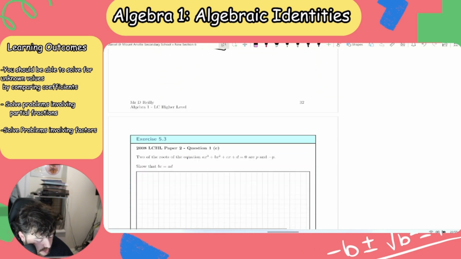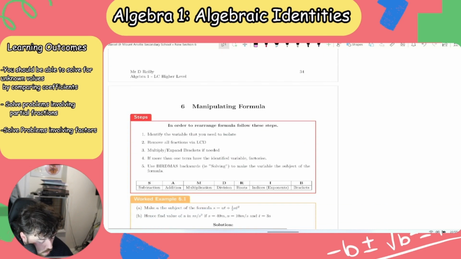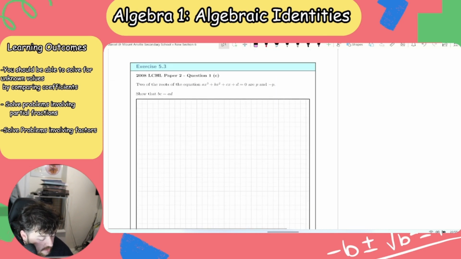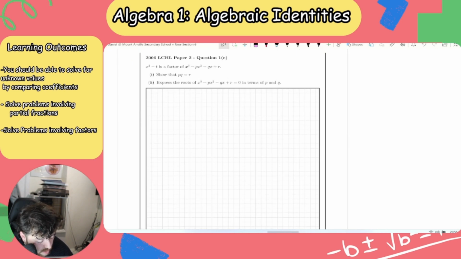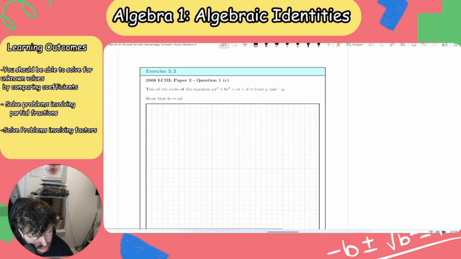So for these two questions, I'm going to do the first one, the division method. And then for the second one, I'm going to try and do the missing term method.